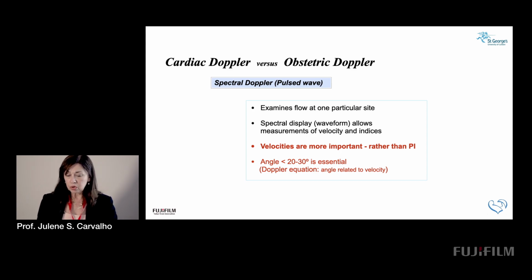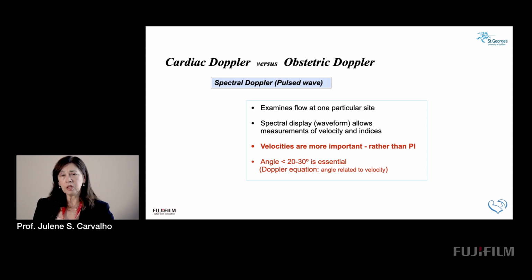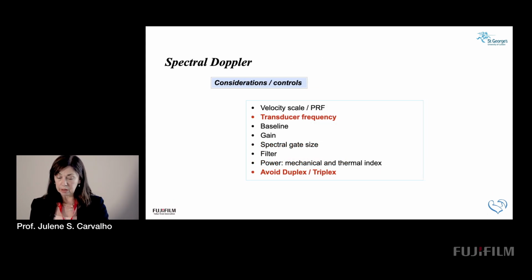So moving briefly to spectral Doppler. Again, there is a difference from obstetric Doppler. The PI is important for the ductus venosus, but for the other velocities, we are interested in the actual velocities rather than the PI. So it's important that we keep an angle of about 20 to 30 degrees to be able to read the correct velocity. If we have 90 degrees, we are underestimating the velocities. So we should always try and manipulate the baby to obtain the best angulation to read the velocities accurately.